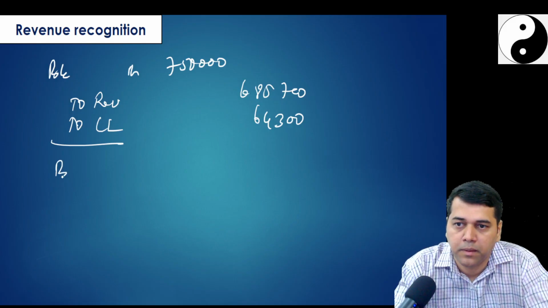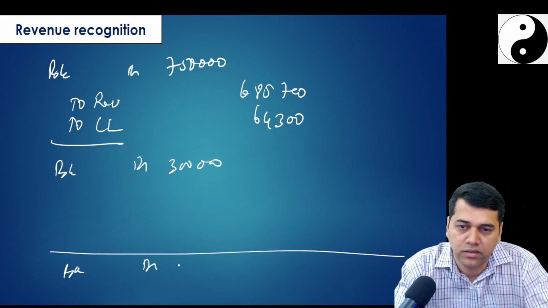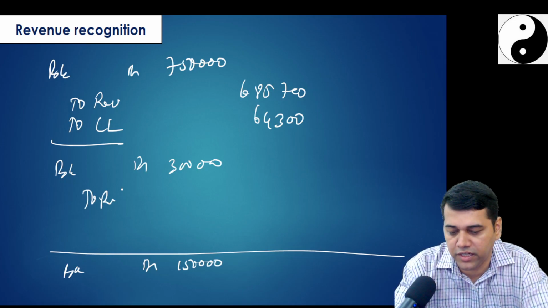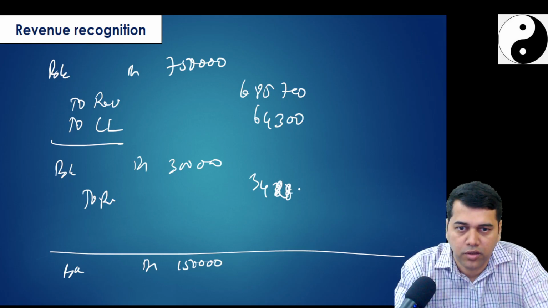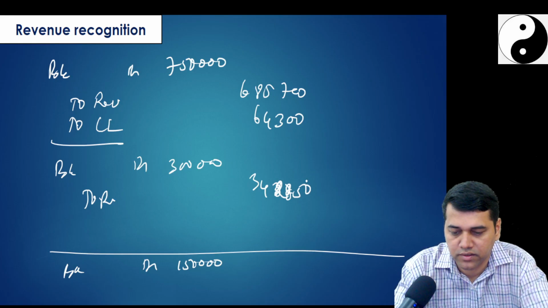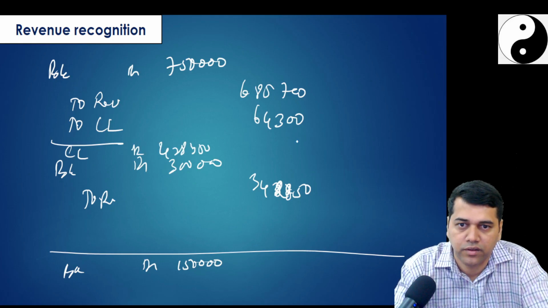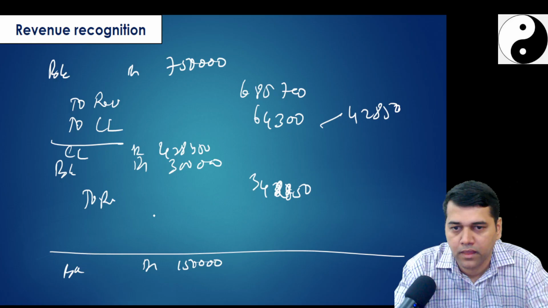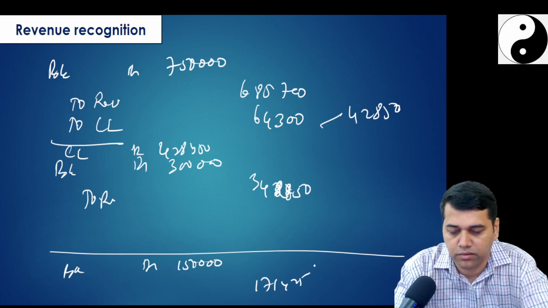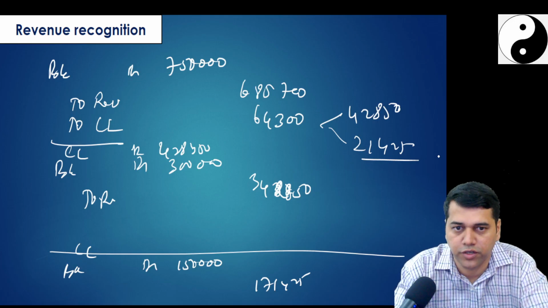Okay, second year bank account debit 3 lakhs. Bank debit 1 lakh 50 to revenue, 6857 into 50, 342,850 minus 3 lakhs. Okay, contract liability will be 42,850. And third year, 6857 into 25, 171,425 minus 1 lakh 50, contract liability 21,425 plus 42,850.